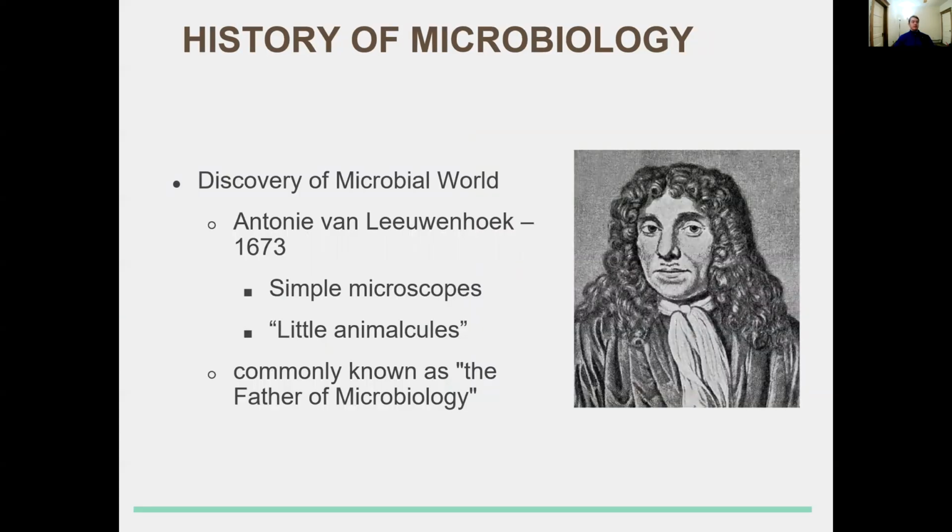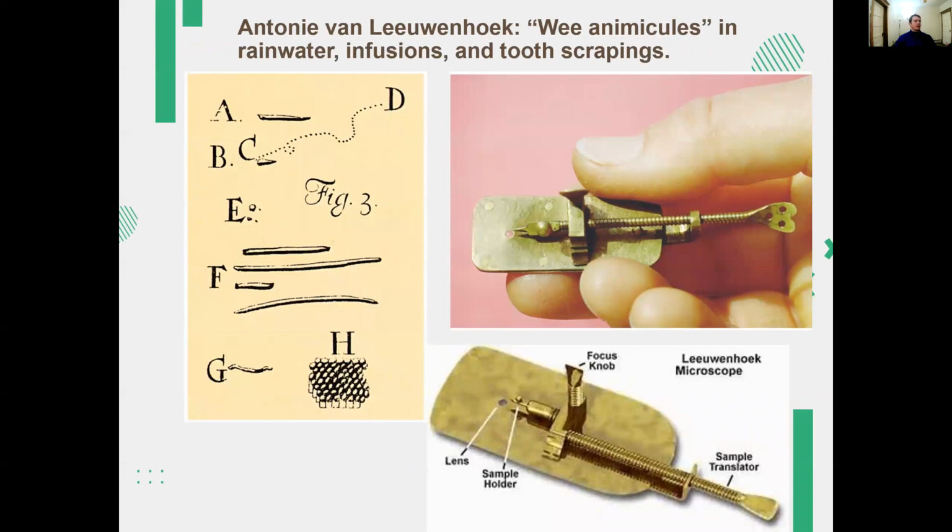Following the work by Koch, Antonie van Leeuwenhoek was the next big name in microbiology, later known as the father of microbiology. He was a merchant and only an amateur scientist, and he got interested in making magnifying glasses to see if he could see the quality of thread more clearly. Eventually that changed into him describing wee animalcules in rainwater infusions and tooth scrapings, because he had hundreds of these little microscopes. You can see what that would look like.